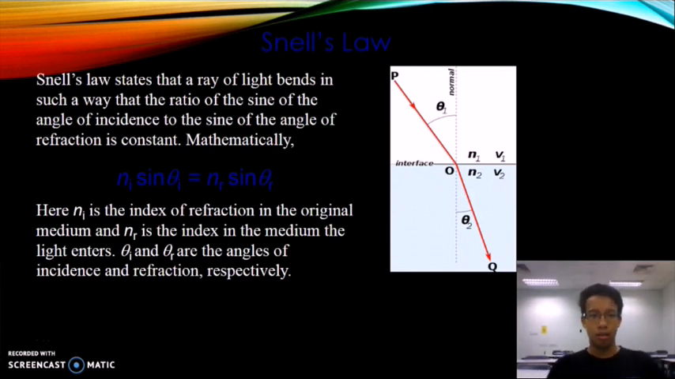This is Snell's law. Snell's law states that a ray of light bends in such a way that the ratio of the sine of the angle of incidence to the sine of the angle of refraction is constant. This is the formula for Snell's law. This is an example picture.